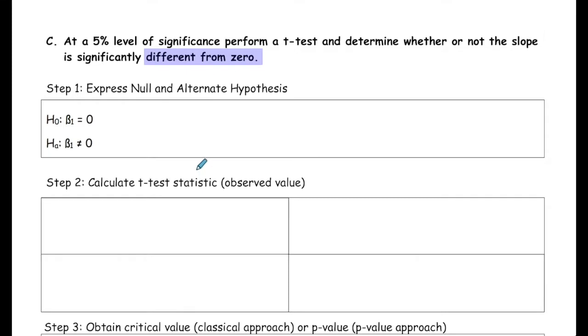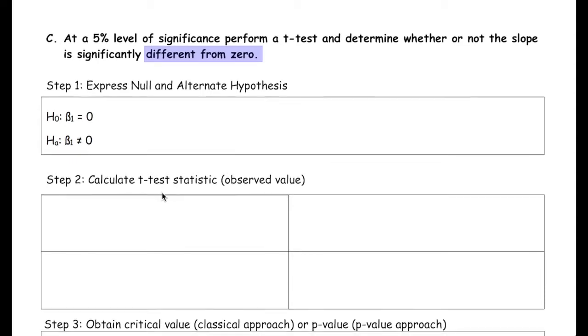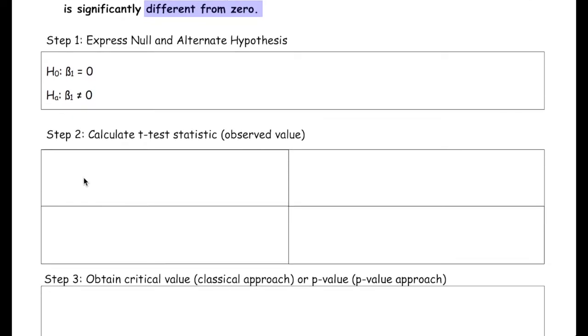In step 2, what we're hoping to do is to calculate the test stat, or the observed value. Whenever we're doing a hypothesis test for the slope coefficient of a regression line, it's always a t-test that is being conducted. And so the observed value is a t-stat. To calculate your t-stat, you need to first begin by finding SB1. The way that we find SB1 is by dividing S by the square root of SSXX.